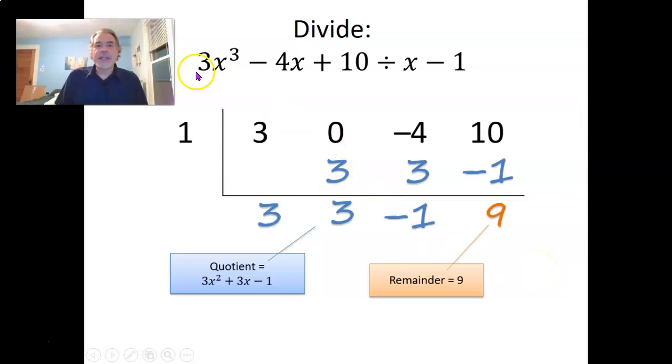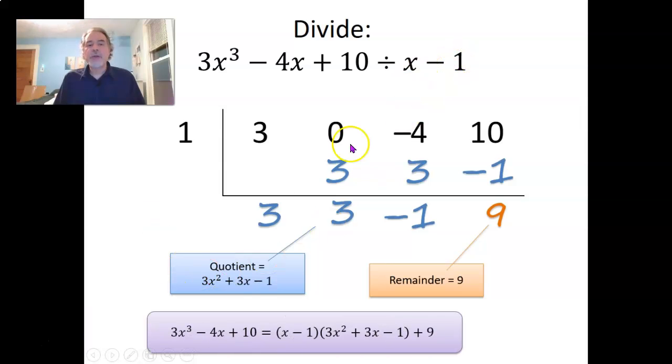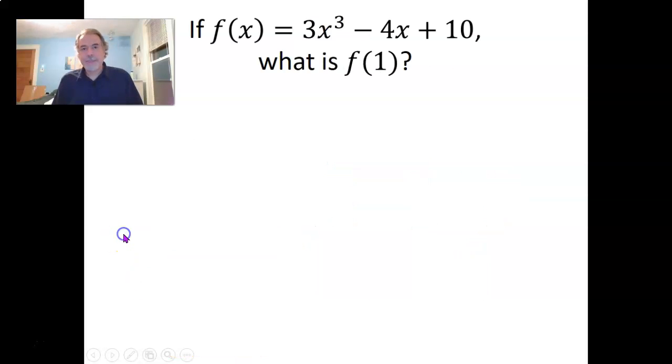And that means we can take the polynomial we started with and write it as the divisor times the quotient plus the remainder. x minus 1 times 3x squared plus 3x minus 1 plus 9. If you multiply that out and simplify it, it does equal 3x cubed minus 4x plus 10. Now, question. If that polynomial is f of x, what is f of 1? What do we get when we evaluate that polynomial when x is 1?